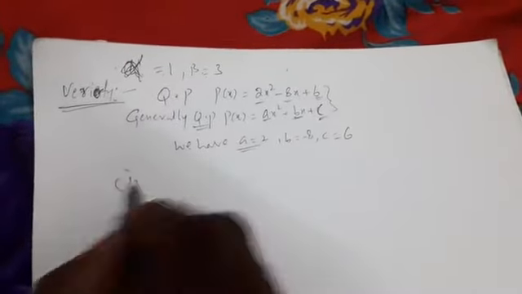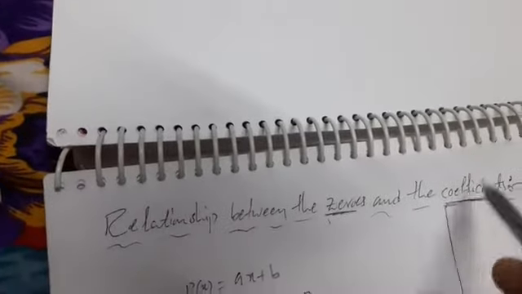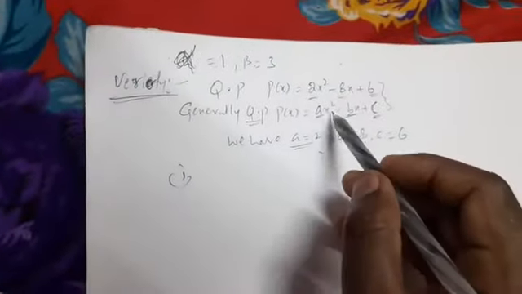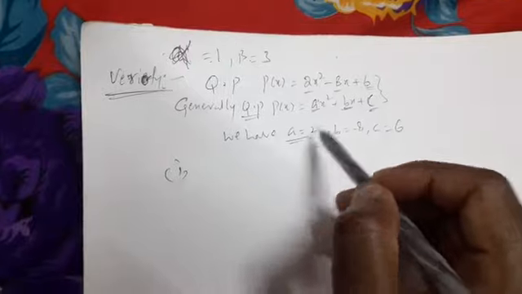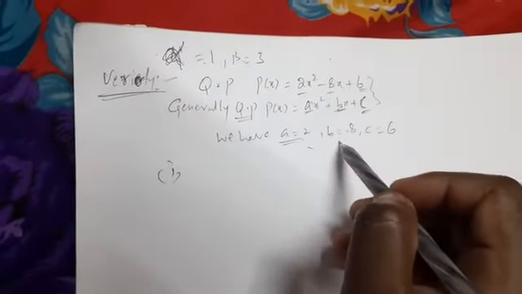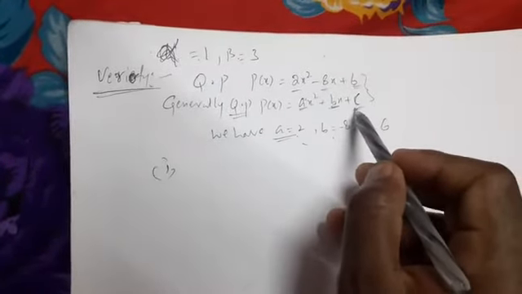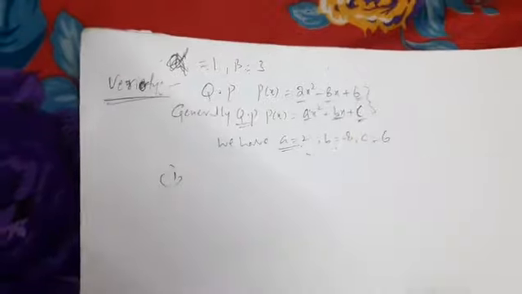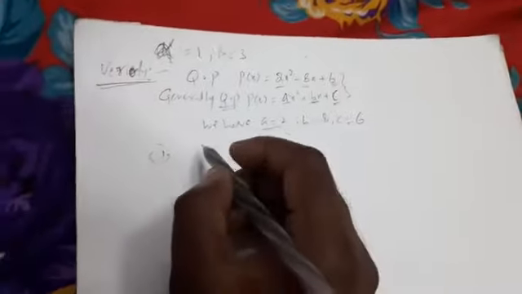So first, the relation between zeros and coefficients. We got the coefficients already. What is the coefficient of x square? 2. What is the coefficient of x? Minus 8. What is the constant? 6. Okay, so now we are going to verify. First verify.